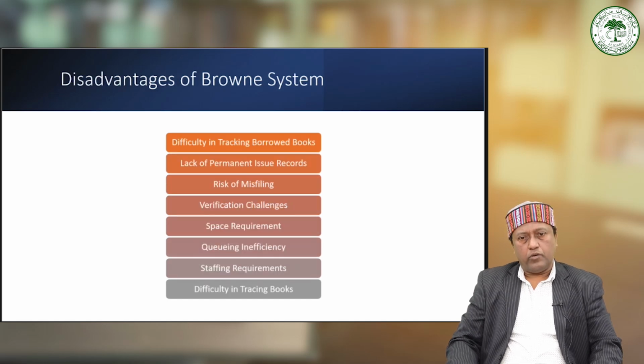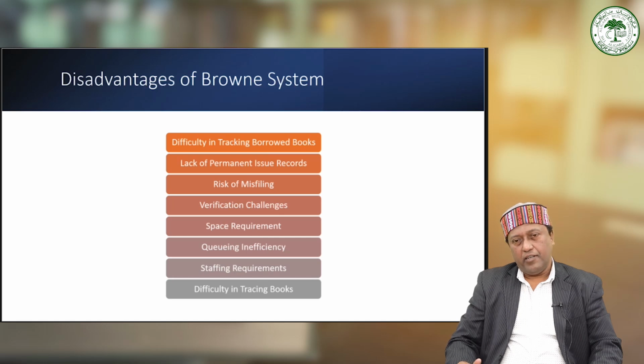So there are some disadvantages also. So one big disadvantage is lack of permanent issue records, because as such there is no record maintained for the permanent issue. Means even the library is not having any record. Simply what is going on is embossing a due date and then filing it.